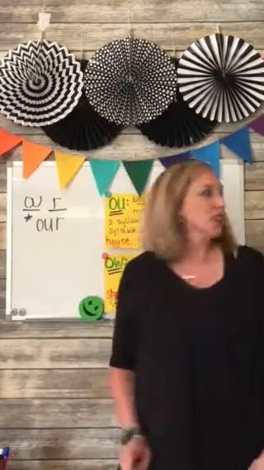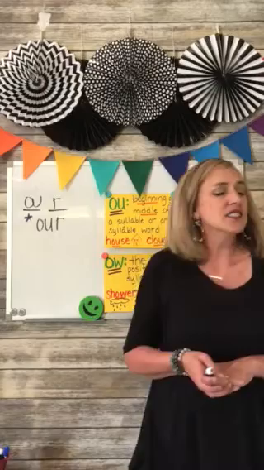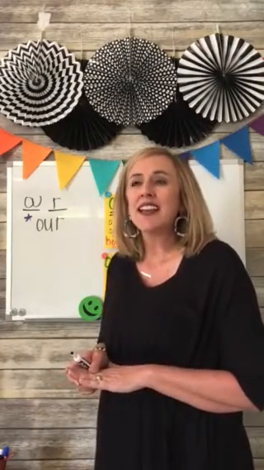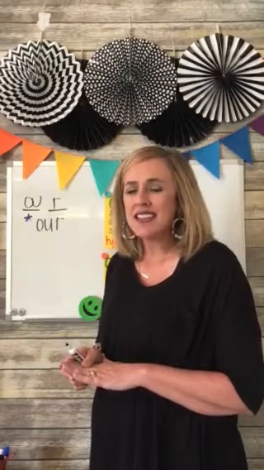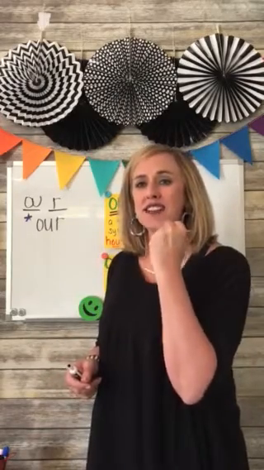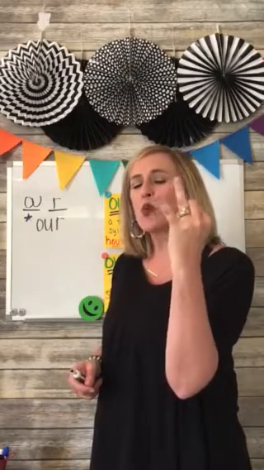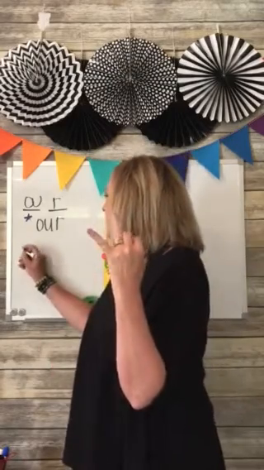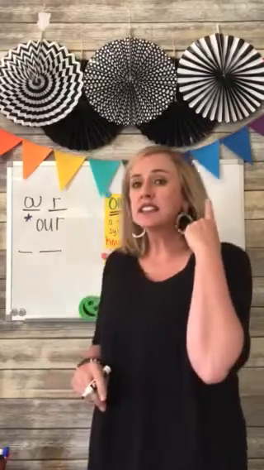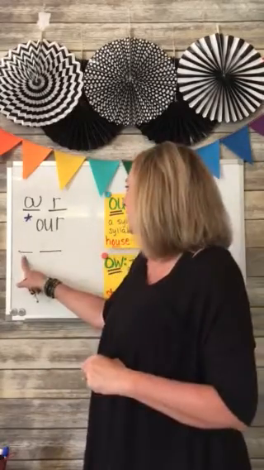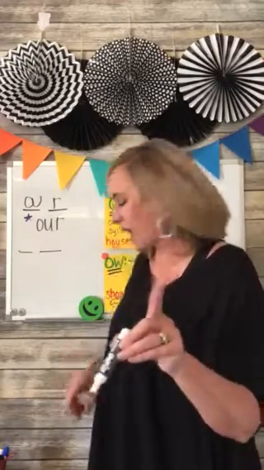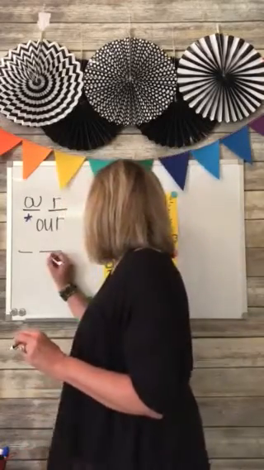All right, ready for your second word? The second word we're going to work on today is the word cow. Cow. Ready? Let's sound it out. Fist up. Throw out those sounds. K-ow. Cow. Ow. Let's listen for the ow sound. Ow. Where do we hear ow? That's right, we hear it at the end.